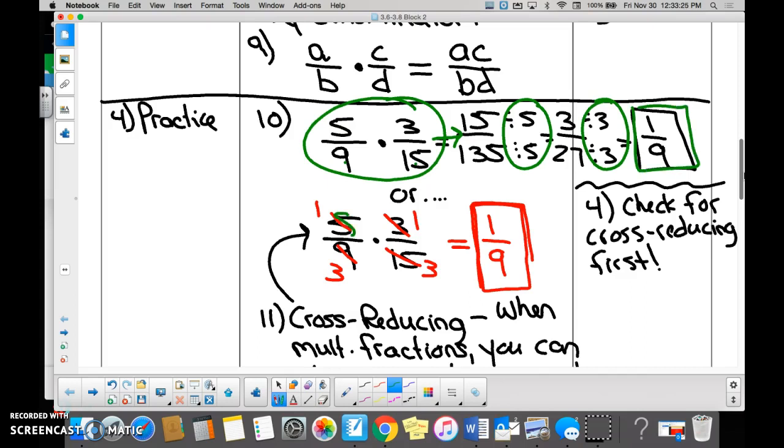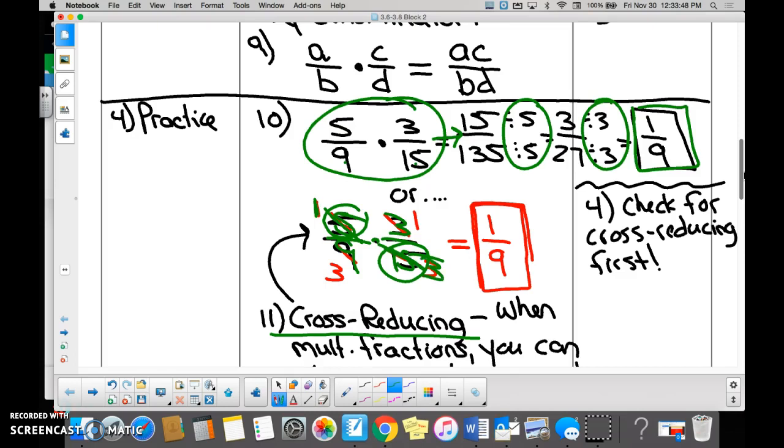This is the exact same problem: 5 over 9 times 3 over 15. I introduced a new skill to you called what? Cross reducing. If you look at 5 and 15, do they have a common factor? Yes. What goes into 5 and 15, everybody? 5. So 5 divided by 5 is what? 1. And 15 divided by 5 is what?